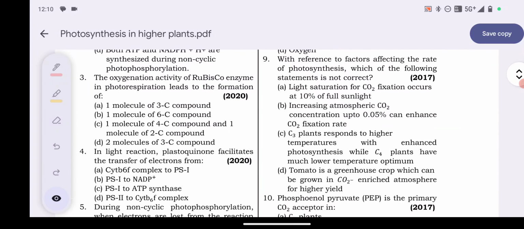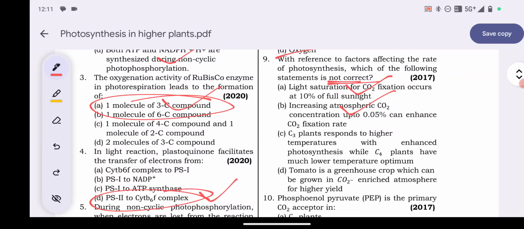Now question number 9. With reference to factors affecting the rate of photosynthesis, which of the following statement is not correct? पहला ऑप्शन, light saturation for carbon dioxide fixation occurs at 10% of full sunlight. सही है ये स्टेटमेंट. हमें क्या ढूंढना है? इनकरेक्ट ढूंढना है ना. B, increasing atmospheric CO2 concentration up to 0.05% can enhance CO2 fixation rate.